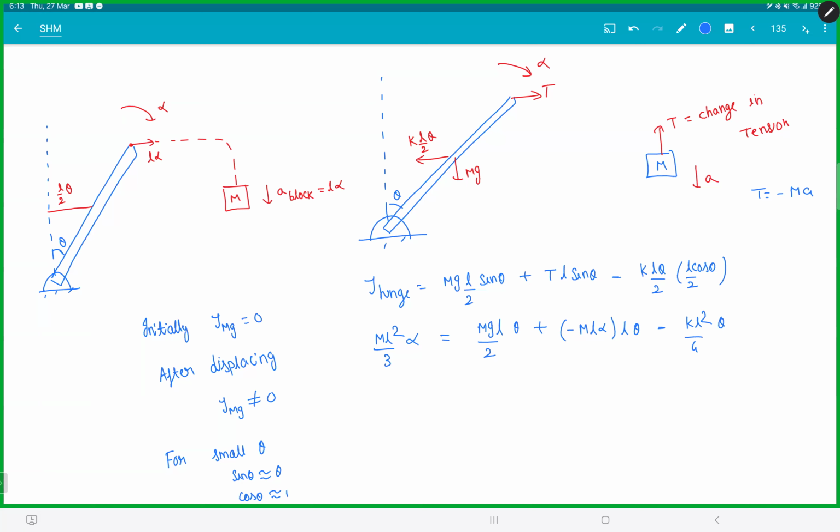Torque due to hinges is plus only. Why did I write minus? Then this thing comes this side. This guy would become, why is there a theta here? TL. No, I did a mistake here. This is not sine theta, this is cos theta.